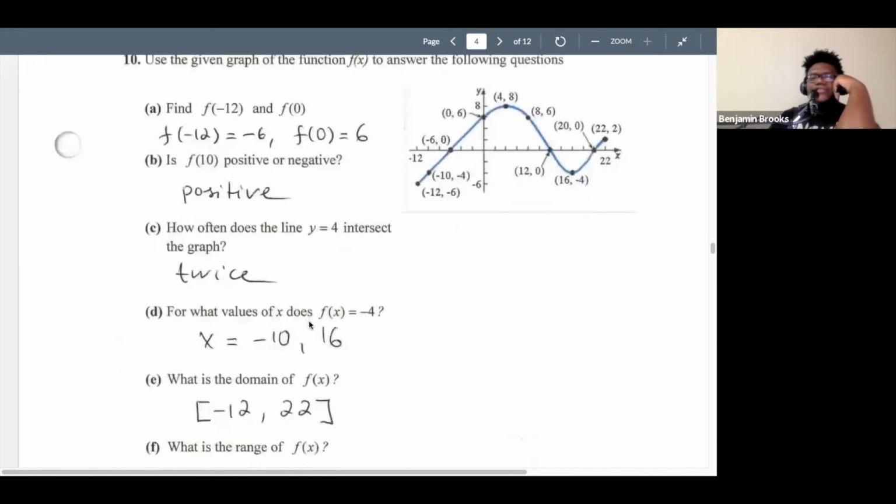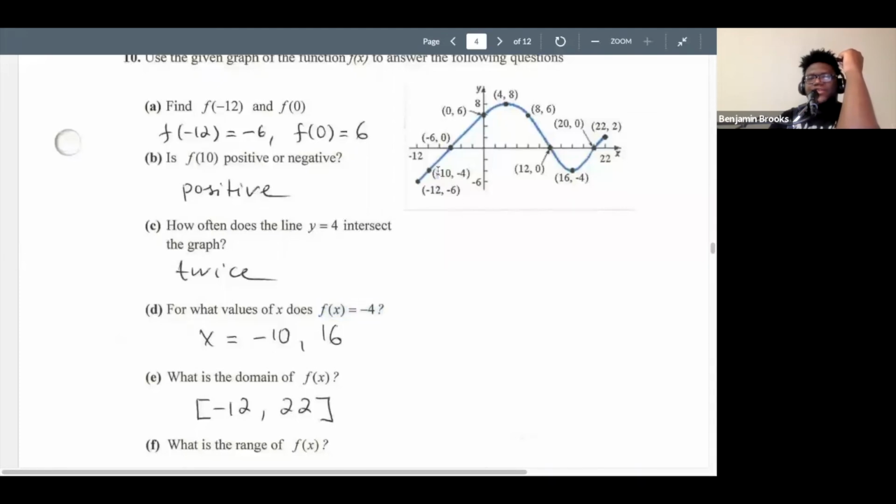For what values of x does f of x equal -4? Note, the question doesn't say what is f of -4. It's asking where is f of x equal to -4. That's important because f of x equal to -4 means your output is -4, not your input. So if your output is -4, that occurs here when x is equal to -10 and when x is equal to 16.